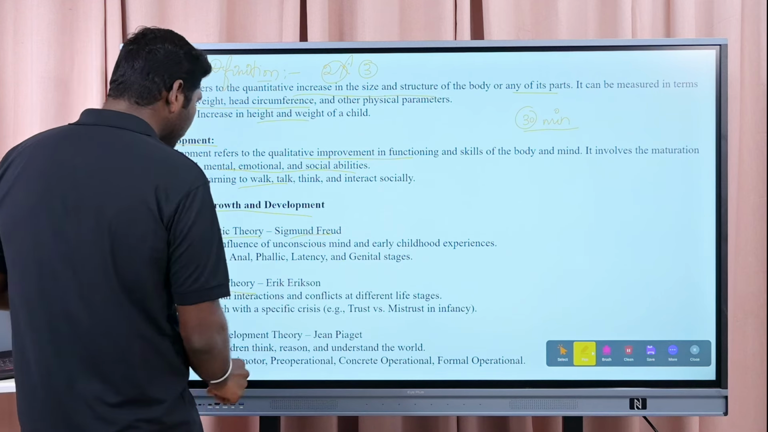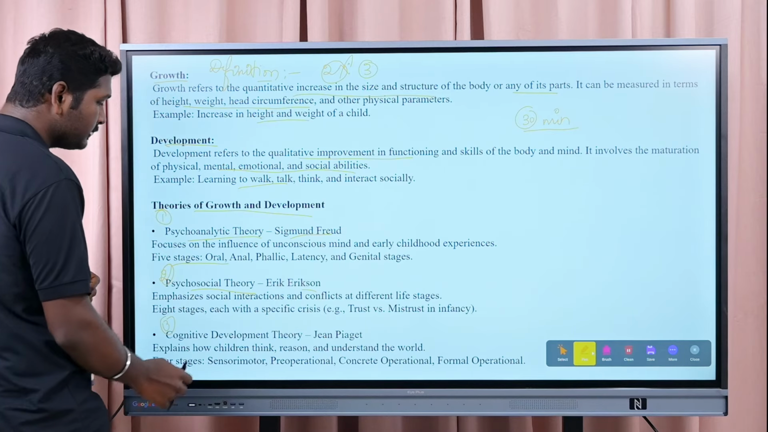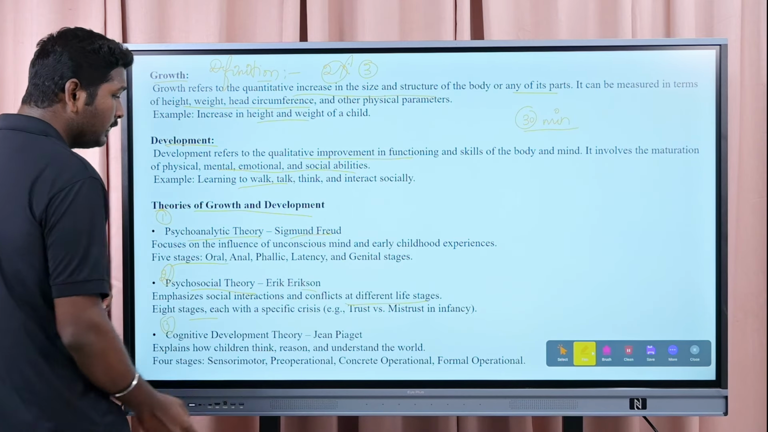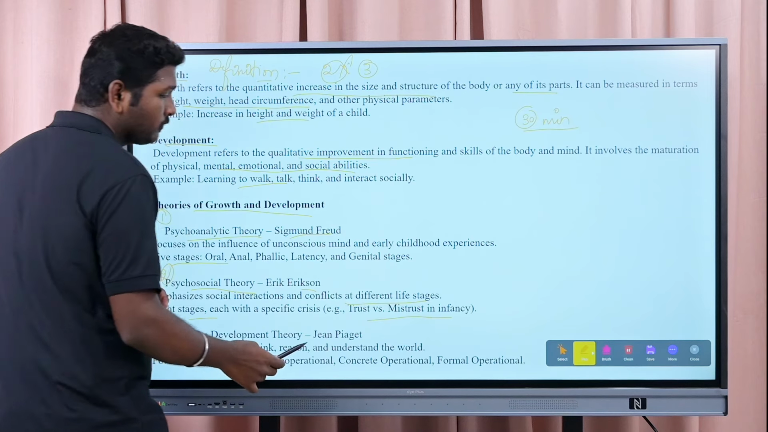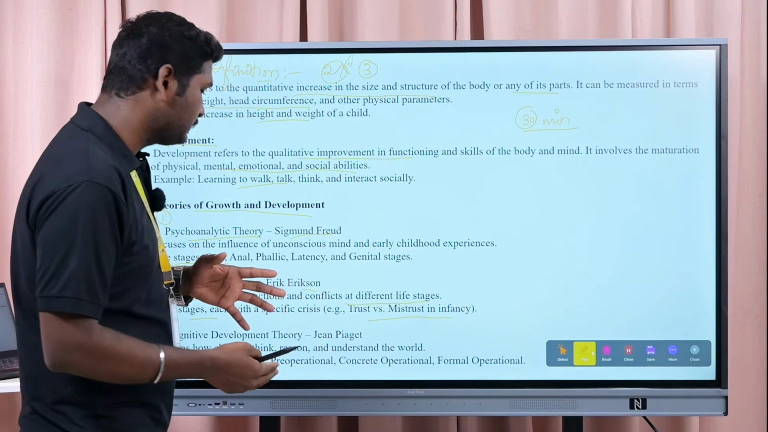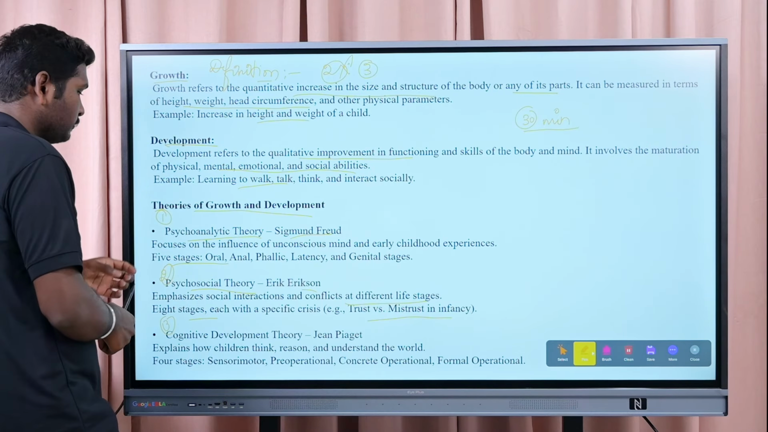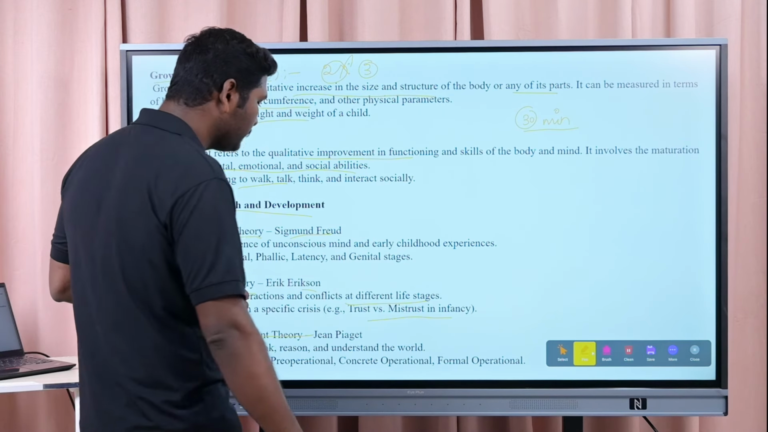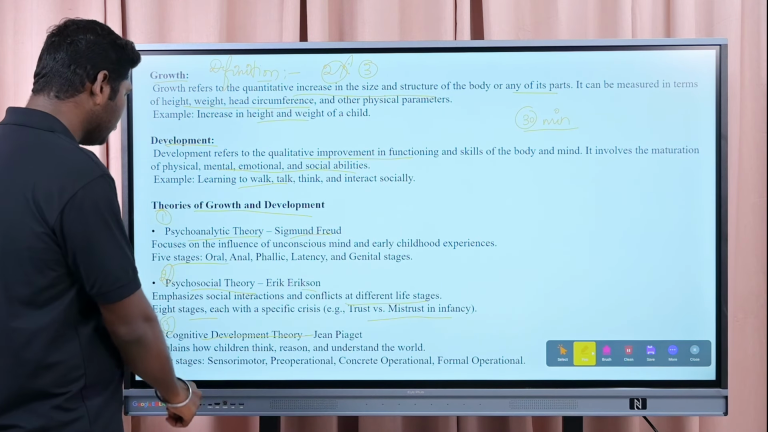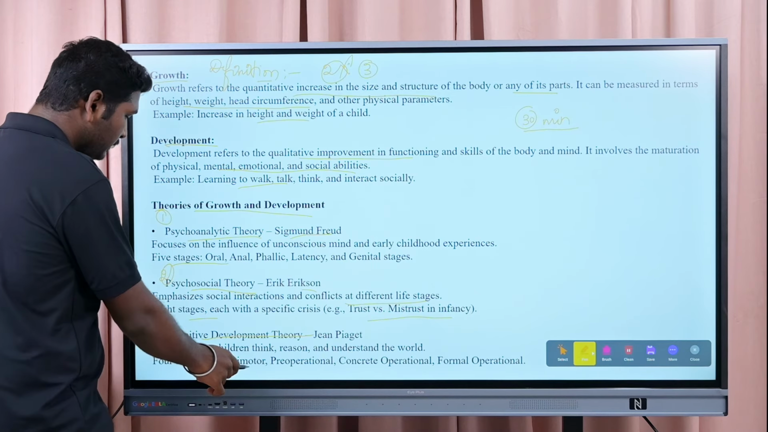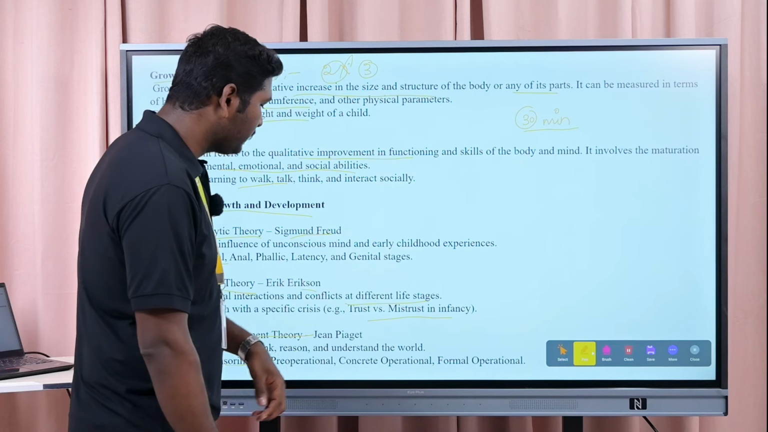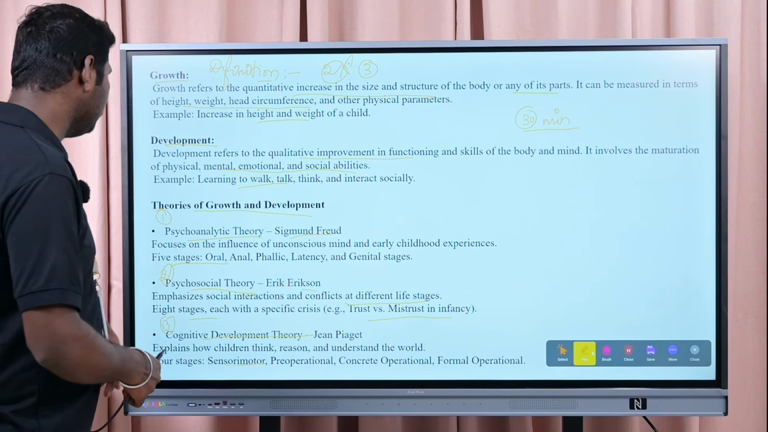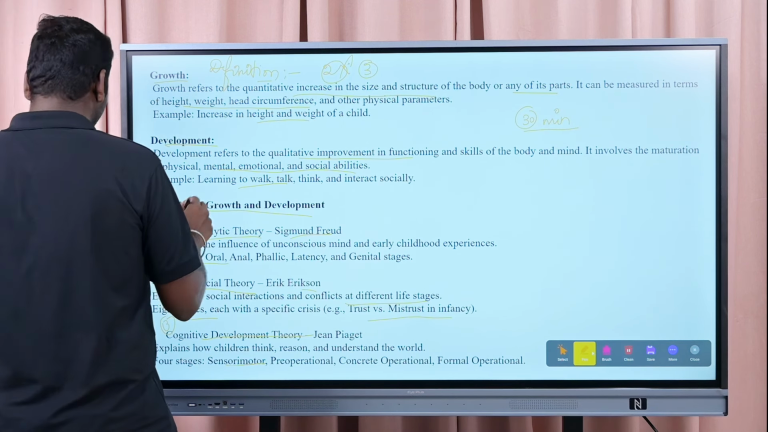Next is the psychosocial theory, that is Erik Erikson. It emphasizes social interactions and the conflicts at different life stages, where 8 stages are there. One example is trust versus mistrust. Like this, there are multiple stages where psychosocial theory can be explained in detail. Next is the cognitive development theory, which was brought by Jean Piaget. Again, 4 stages are there according to Piaget: sensorimotor, pre-operational, concrete operational and formal operational. These are the 4 stages brought by him.